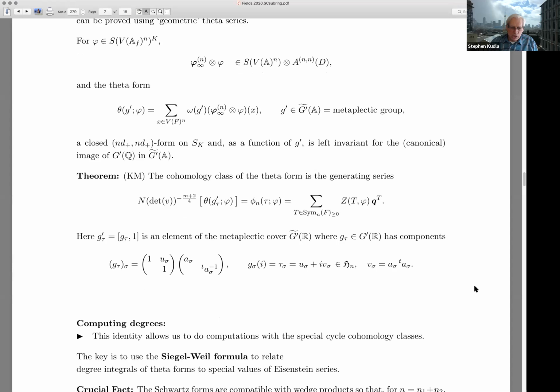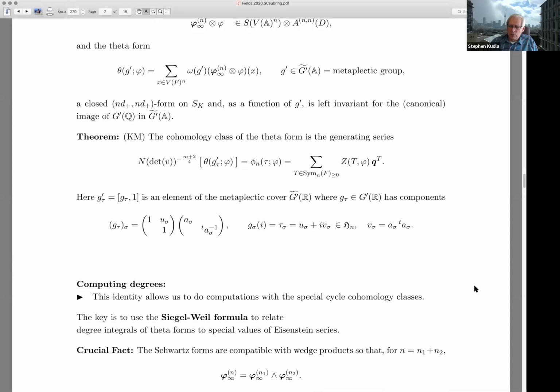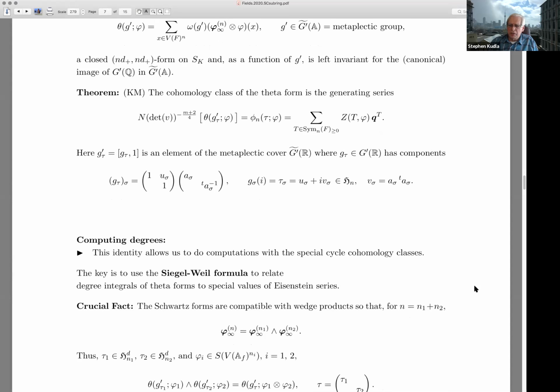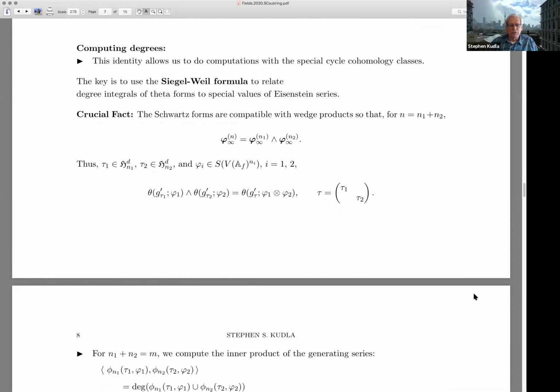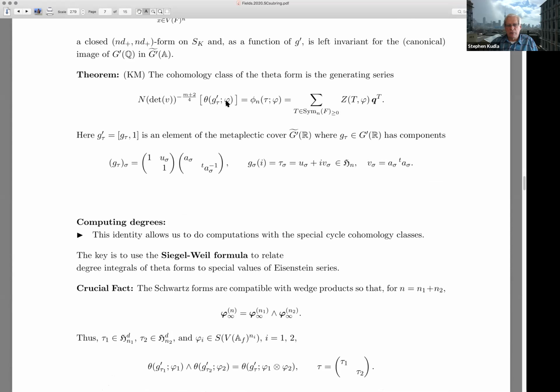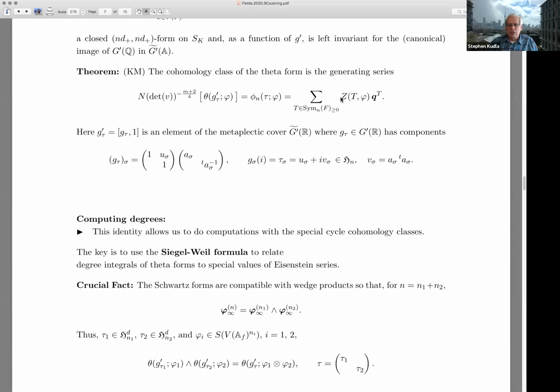Okay, so why is this going to be useful to us? Well, you see, we're interested in computing degrees of our special cycles. And so let me mention a couple facts that allow us to do that. You see here, the point is that I'm writing down an explicit de Rham cohomology representative of this generating series. Hence, in particular, a de Rham cohomology representative of each of these, all pasted together into a generating series.